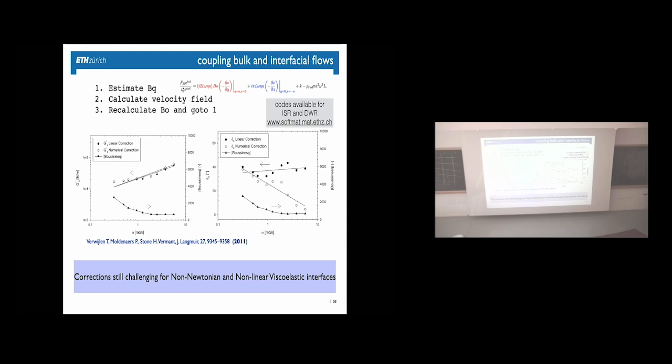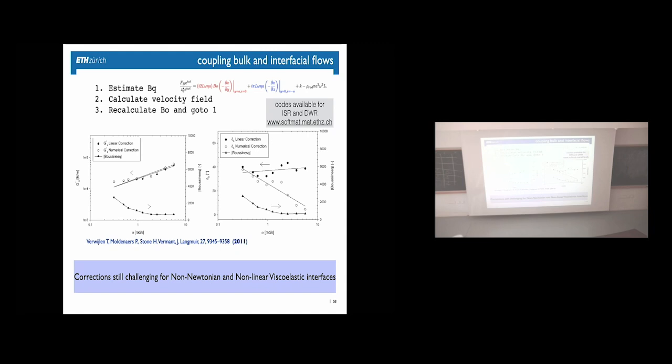And here's an example of a system. This was work by Tom. So this is the modulus. If you assume that you know the velocity profile, it was this. If you don't, you correct it. But mainly the phase angle is completely wrong if you don't take these velocity field calculations into account. So you need to iteratively solve for the velocity profile.